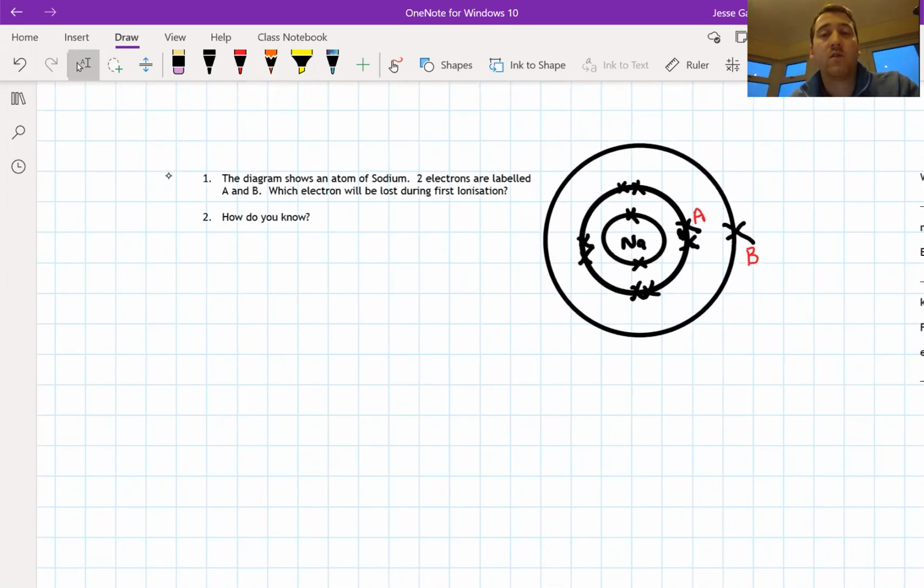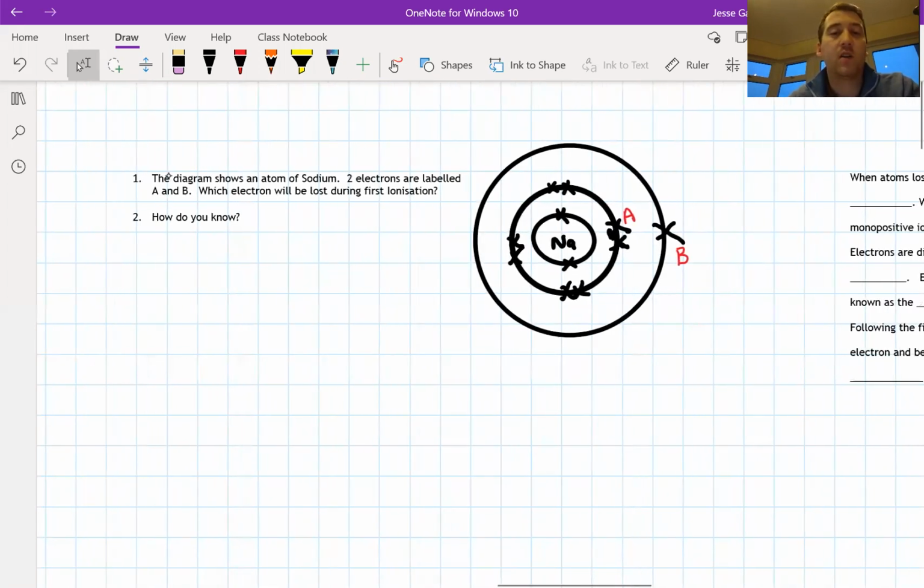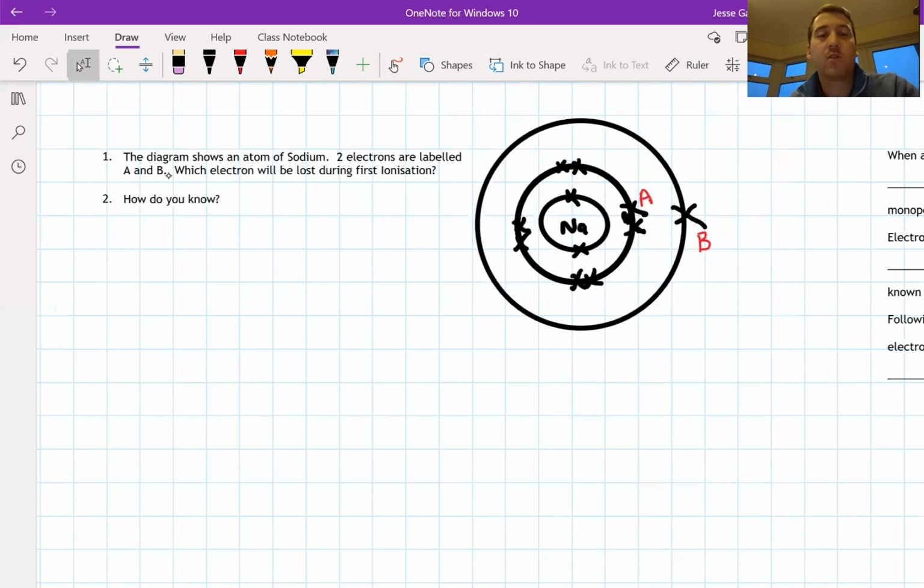Okay, another question for you to do now, or 2 questions. What I want you to do is pause the video and answer the questions, please. Okay, so you should only be listening to my voice if you have had a go at doing questions 1 and 2 there. The diagram shows an atom of sodium. 2 electrons are labeled A and B. Which electron will be lost first during ionization? I'm hoping that you said B.